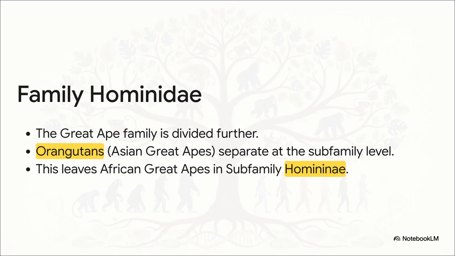But we're not done yet. Even within that great ape family, Hominidae, we can peel back another layer and find another split. The first to branch off are the orangutans, the great apes of Asia. When they separate, that leaves the African great apes, gorillas, chimpanzees, and humans all grouped together in the subfamily Homininae.